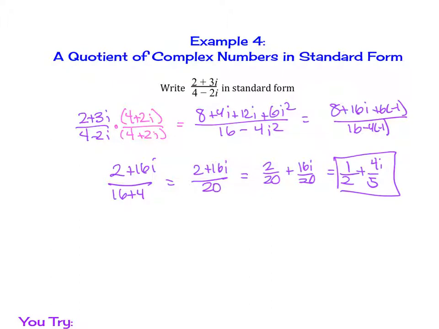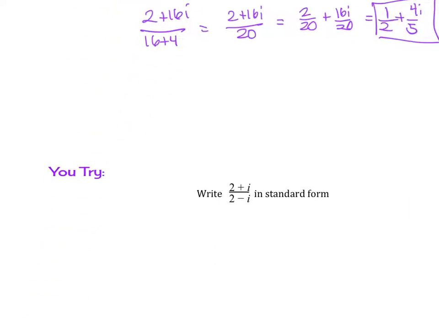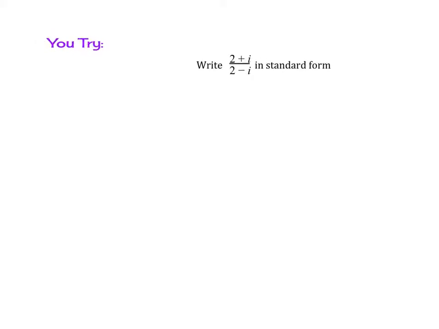Again, you just take the conjugate of the denominator, multiply it to the top and the bottom, then simplify all the way across. Make sure that you break it apart so that you have the real numbers separated from the imaginary numbers. So go ahead and try this example down here. Pause the video, and when you return, I'll have the answer for you.